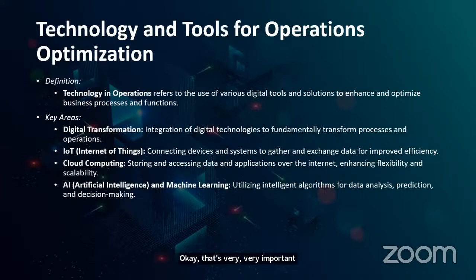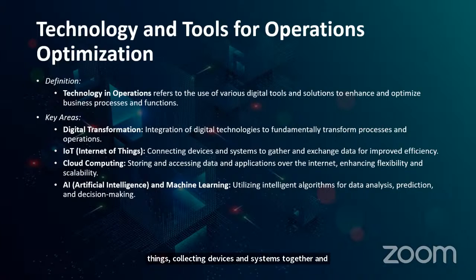Now, technology and tools for operations optimization. By definition, technology in operation refers to the use of various digital tools and solutions to enhance and optimize business processes and functions. The key areas here will involve digital transformation, that's integration of digital technologies to fundamentally transform processes and operations. We already have that taking place. The Internet of Things, connecting devices and systems together and exchanging data for improved efficiency.